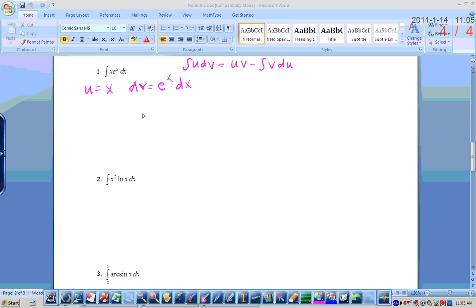Can I easily integrate e to the x dx? Yes. And the reason I have to integrate it is the formula that I'm trying to turn this into has a v in it. So if I let one of the parts be dv, I have to integrate it in order to figure out what v is.